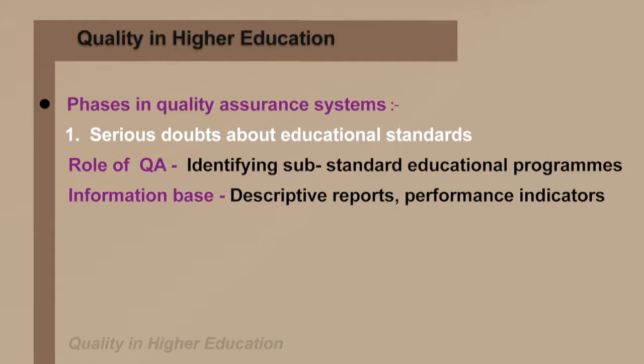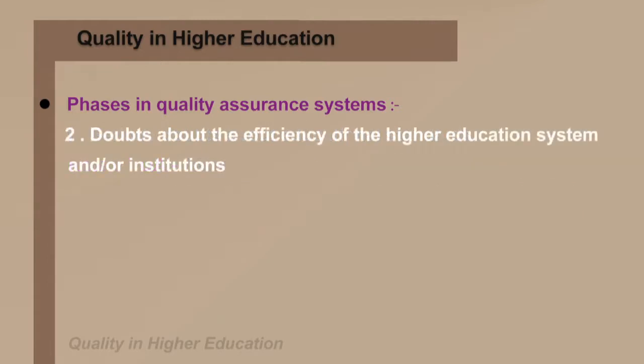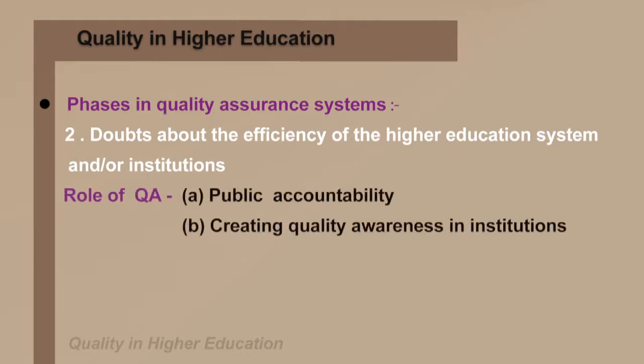Then another phase which the quality assurance systems have seen is this doubt about the efficiency of the higher education system and institutions. And therefore, as we discussed earlier also, it is an issue of public accountability, and also making the institutions aware about the purpose of having quality institutions, or creating quality awareness amongst the institutions.